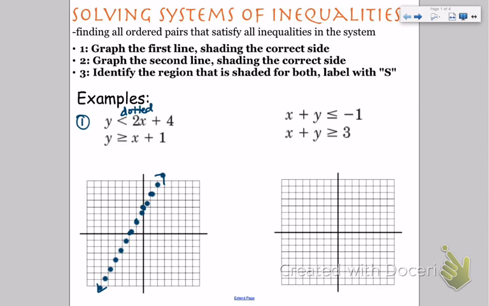Now the second part of step 1 says we need to shade the correct side. So this is where we pick a point to test it. I always pick (0, 0) unless that is on the line. So I get 0 is less than 2 times 0 plus 4. That means I get 0 is less than 4, and that is true. So I'm going to shade, again keeping to the same color, the side that I tested my point on.